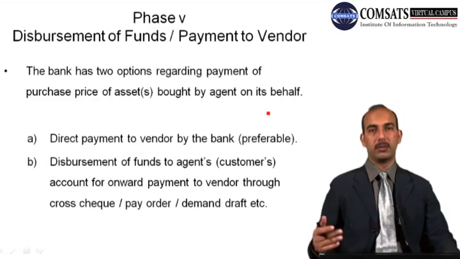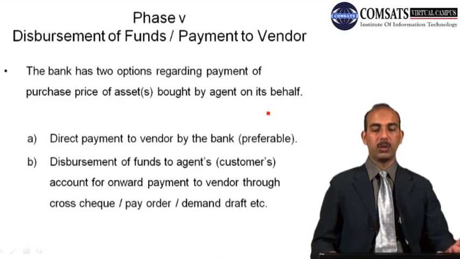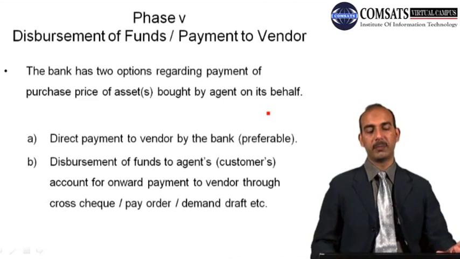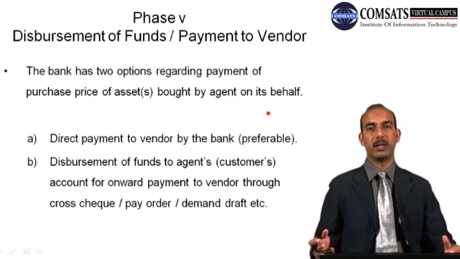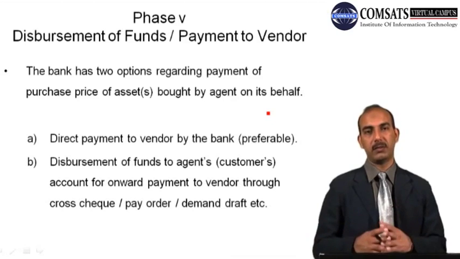Then at phase 5, disbursement of funds or the payment to the vendor. The bank has two options regarding payment of the purchase price of assets bought by the agent on its behalf. That is direct payment to the vendor by the bank. It is preferable. It will avoid any kind of risk involved in it.